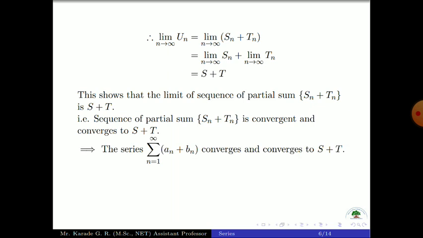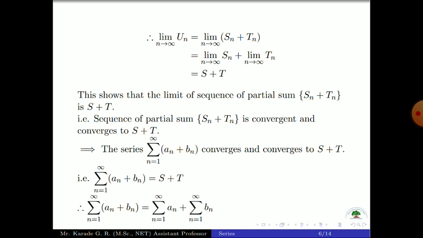This implies that the series summation an plus bn, n equal to 1 to infinity, converges to S plus T. That is, summation an plus bn is equal to S plus T. Therefore, the given series is convergent and converges to S plus T. Finally, since S is nothing but summation an and T is nothing but summation bn, series an plus bn is equal to series an plus series bn.